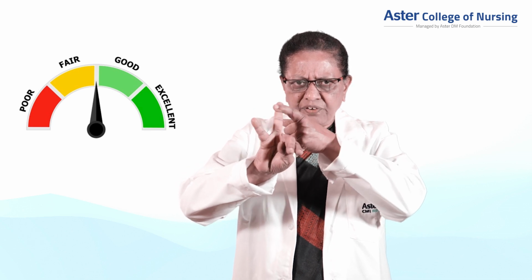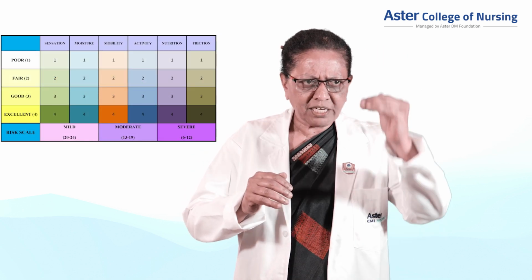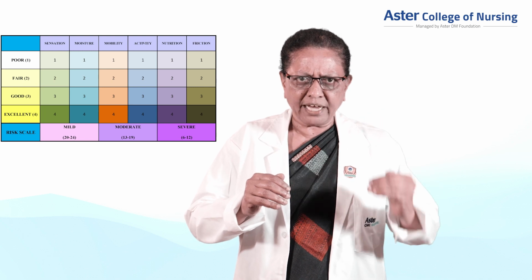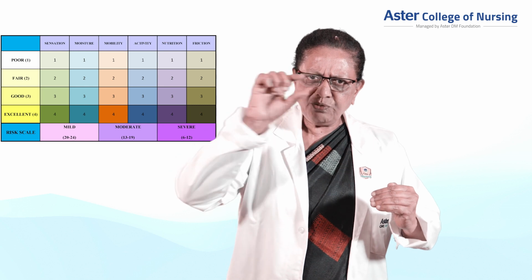Another 4 things I want you to remember. When you talk about all this for your patient, how good is it? You can remember: poor, fair, good, excellent. I am showing you a picture which I made, to make it very simple. For each aspect you give one number. Put these 4 grades of poor, fair, good, excellent against all 6 aspects that we have assessed, and connect each one with a number.